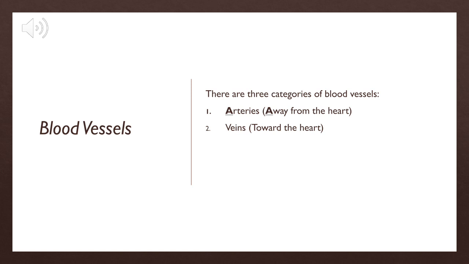Next, we have veins. Veins carry blood back toward the heart. Often, blood in veins is very oxygen poor or deoxygenated. And last, we have capillaries. Capillaries are these microscopic vessels that are found at the body tissues. You can't really say that capillaries are oxygen rich or oxygen poor because it's the site where gas exchange occurs. So capillaries are kind of both oxygen rich and oxygen poor.